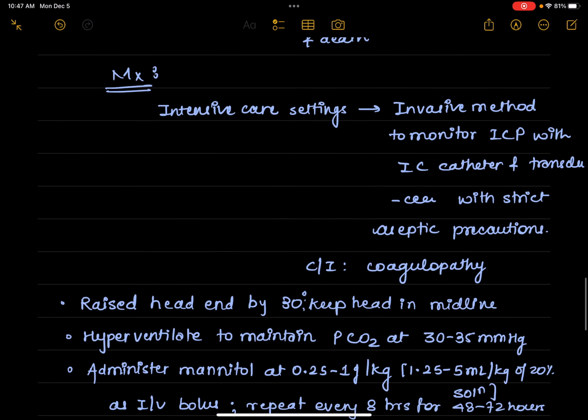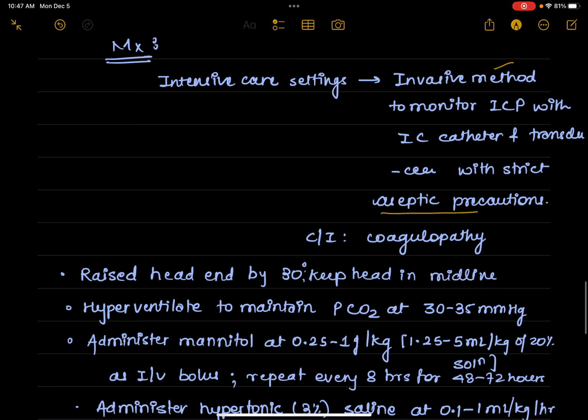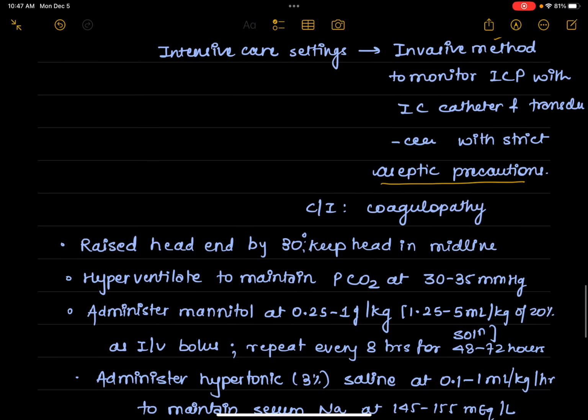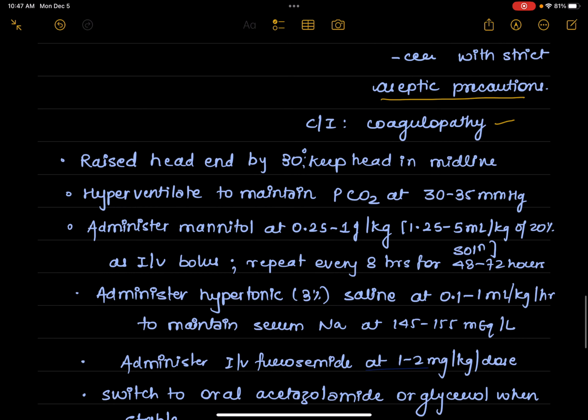What is the management? We will measure the intracranial pressure by invasive method, and it should be done with strict aseptic precautions and done in intensive care settings. If the patient is having coagulopathies, then we will not do this invasive test for measurement of intracranial pressure. Next management is we will raise the head end by 30 degrees and keep the head in midline.